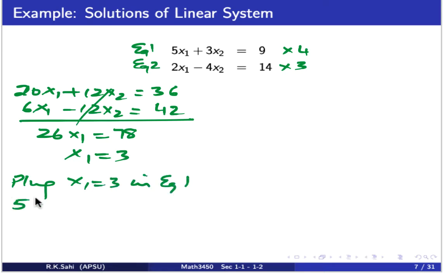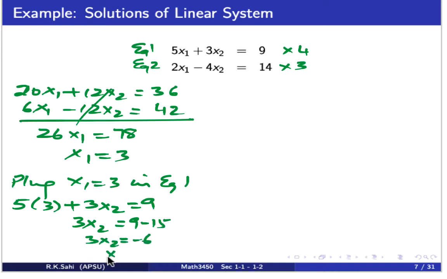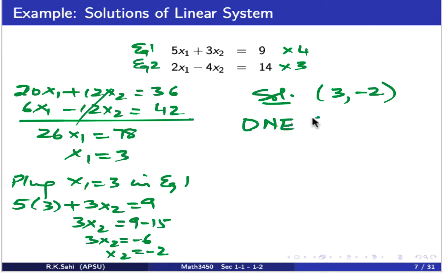What do I get? 5 times 3 plus 3x2 equals 9, or 3x2 is 9 minus 15, 3x2 is negative 6, x2 is minus 2. So the solution for this linear system is 3 and minus 2. And this solution will satisfy not only equation 1 but also equation 2. So this linear system has only one solution.